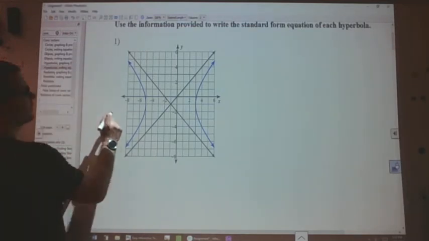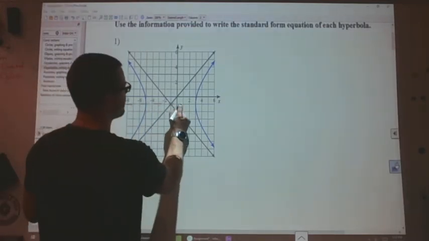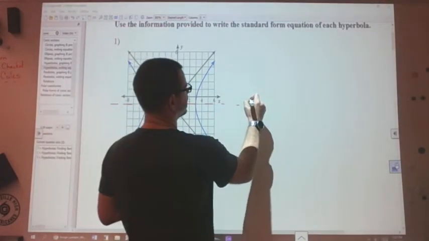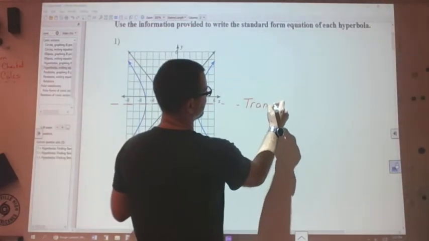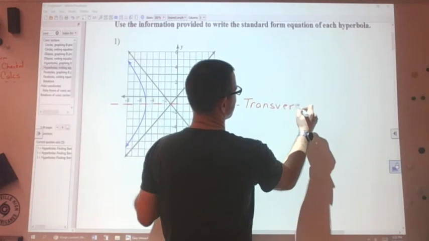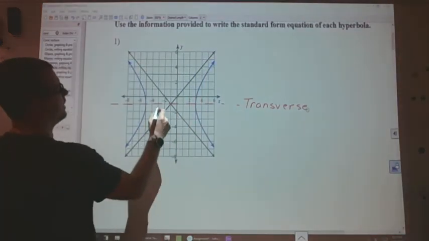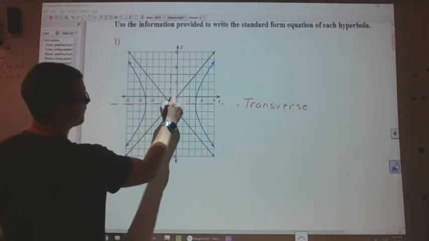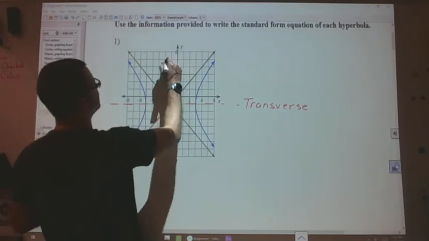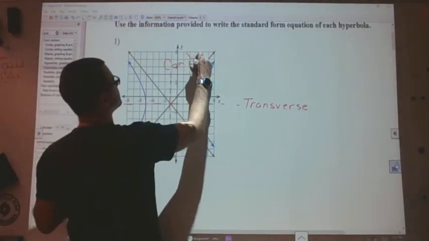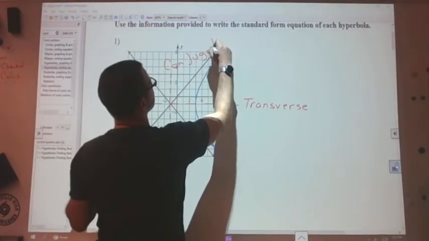Here, this is the transverse axis. And this is the conjugate axis.